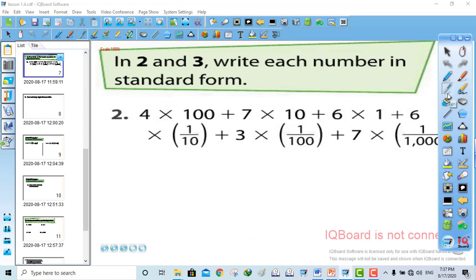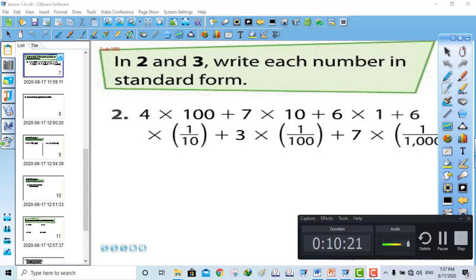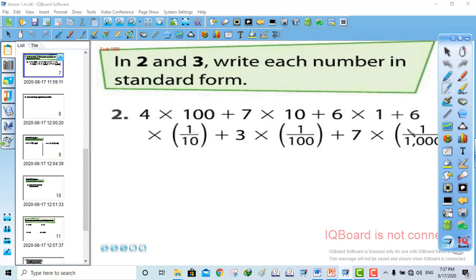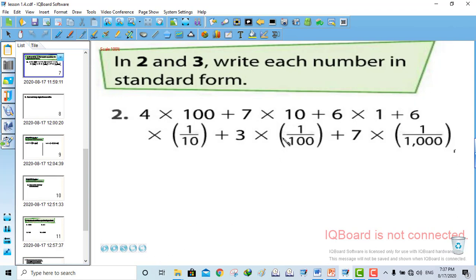Okay, in question number 2, write each number in standard form. You want us to write this number in standard form. To write a number in standard form means to collect it. How? For example, if I have here 200 plus 70 plus 3, to write it in standard form, I will just collect them. So 200 plus 70 plus 3 will give you 273. This is called the standard form.